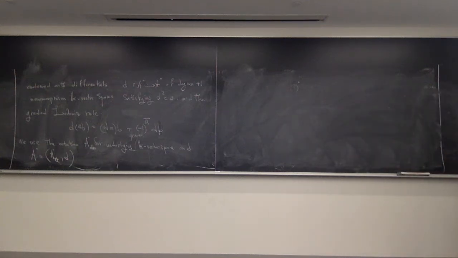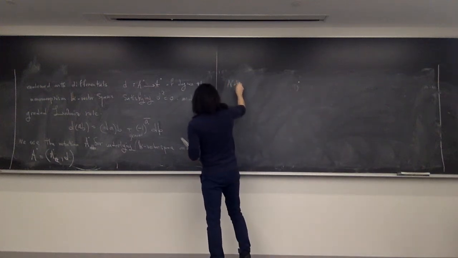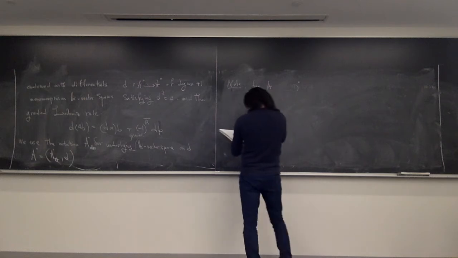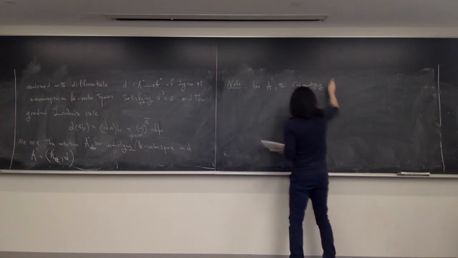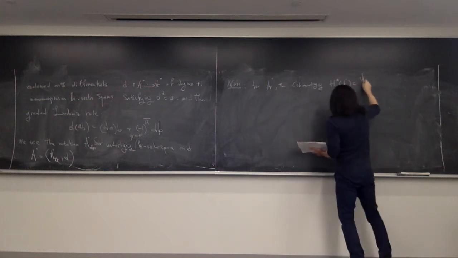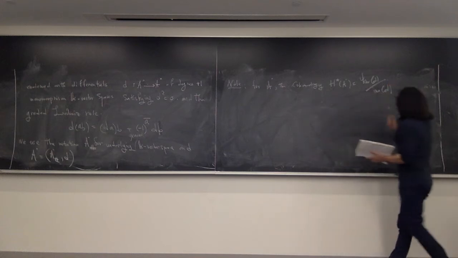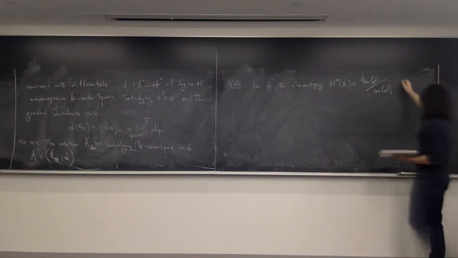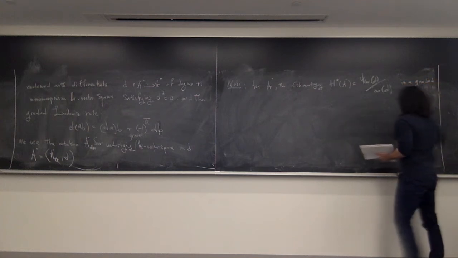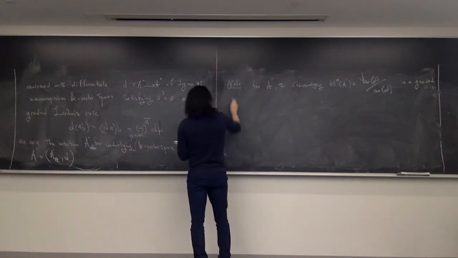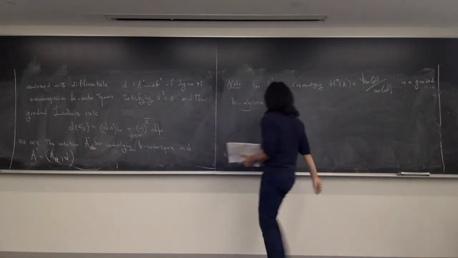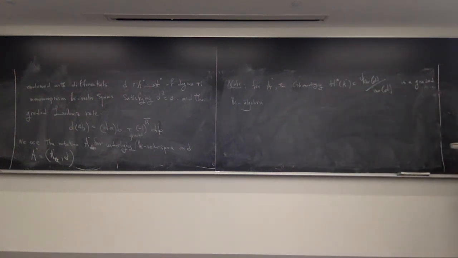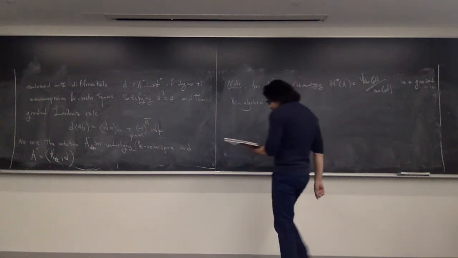Okay, so note for A dot, the homology H star of A dot, kernel of d modulo image of d, like before, is a graded K algebra. Yes, like the K vector spaces where you can take the cohomology, for the K algebra you can take the cohomology.